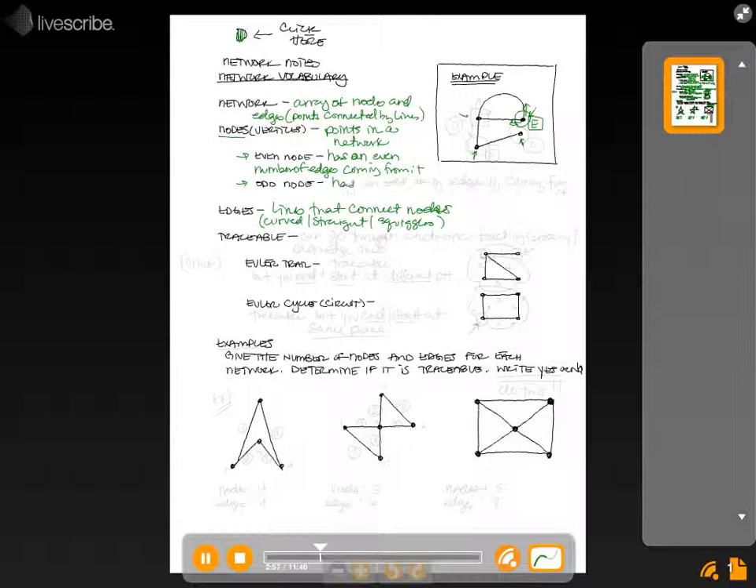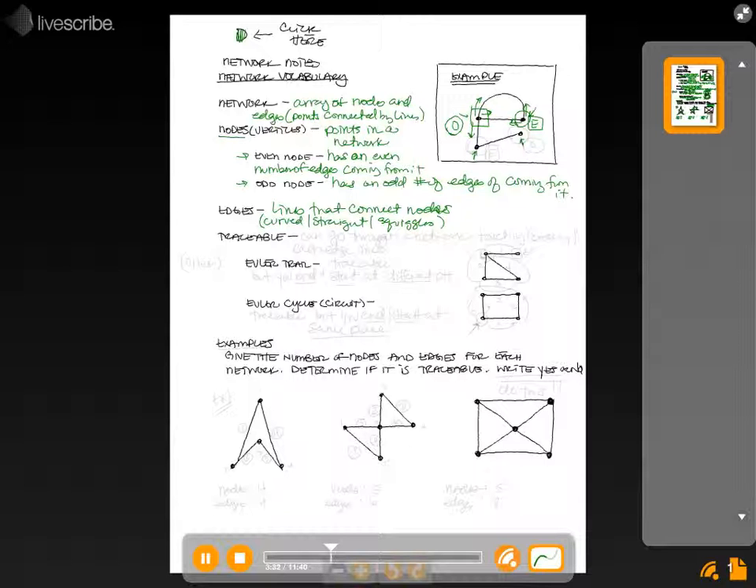An odd node has an odd number of edges coming out of it. Okay, so if we look at this node, it's got 1 going this way, 1 going across, and then 1 going down. It has 3 edges coming from it. So this one is odd. Okay, has 3 lines coming from that point. It's an odd node because 3 is an odd number. And that's what it means to be even and odd.